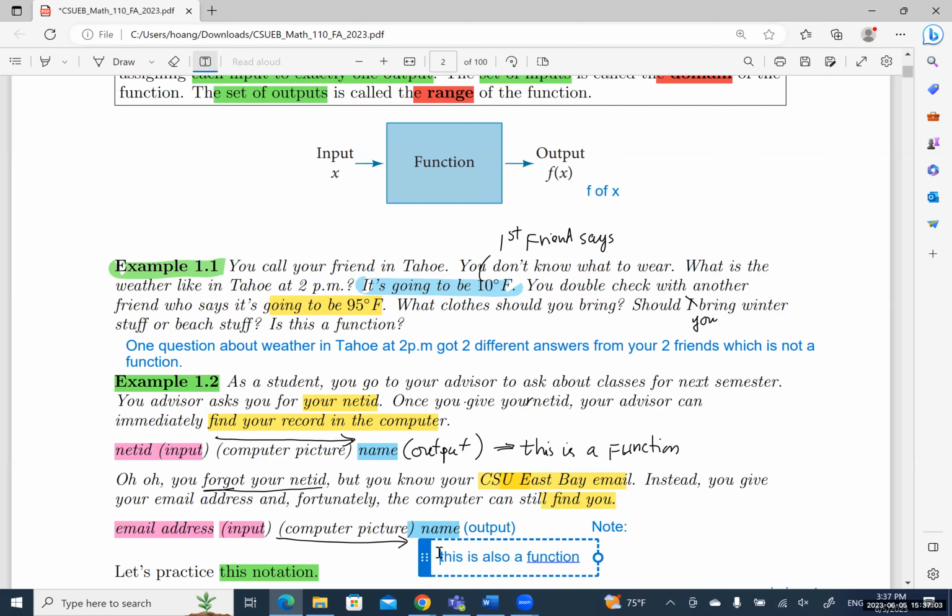So the example 1.1 there, one input gives you two outputs.